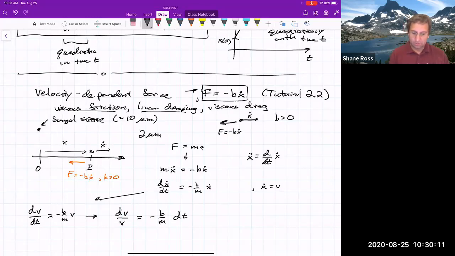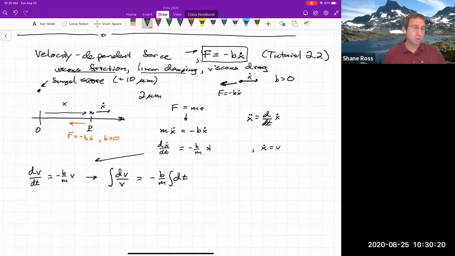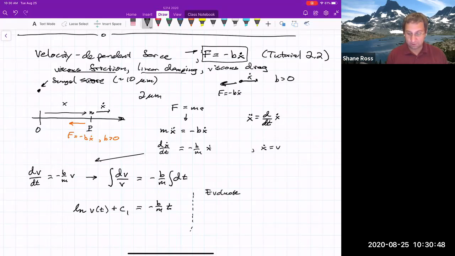Okay, and then integrate both sides. b over m is a constant, so we can pull that out. You look up your handy dandy integrals of, what's the integral of 1 over something, and it's the natural log. So this is, and I'll do it all fancy, natural log of v(t) plus a constant of integration equals negative b over m times t. We want to get that constant of integration. So again, we evaluate at time t equals 0, the initial time.